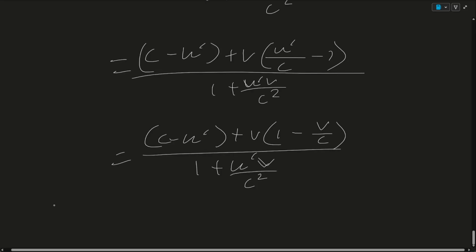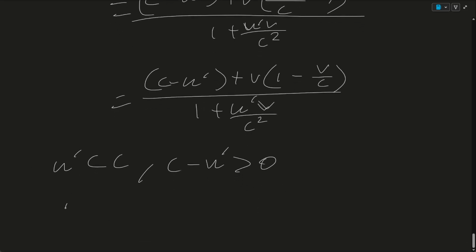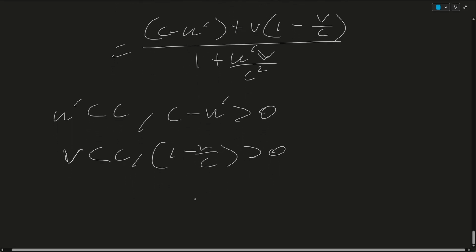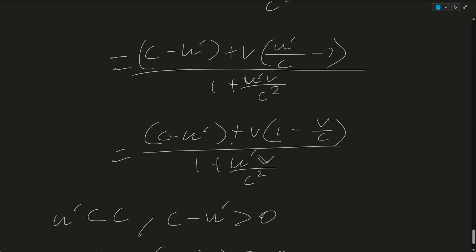Well, now we can analyze. I think this is a useful form to analyze then. So u dash is less than c, so c minus u dash is greater than 0. v is less than c, so 1 minus v over c is also greater than 0. So we have that these are all greater than 0. Now, this is also greater than 0. We've established that because u dash v over c squared, because they're both less than c, this can never be c squared.